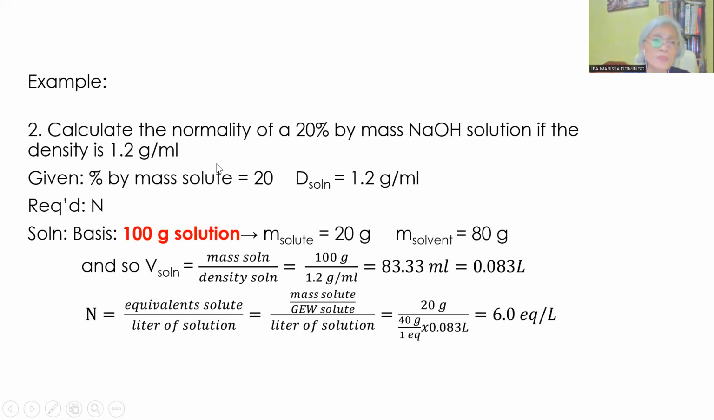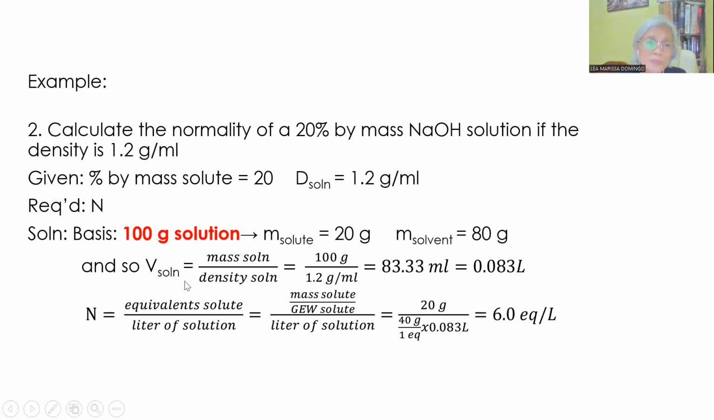And then we have the second problem: calculate the normality of a 20% by mass sodium hydroxide solution if the density is 1.2 gram per ml. So we are given the percent by mass of solute, which is 20, and the density of solution, which is 1.2. For percent by mass, we need again to have a basis of 100 gram solution such that the mass of solute will be numerically equal to that 20% by mass. So it will now be 20 grams. If the solute is 20 grams, therefore the solution is 100 grams, and the solvent is 80 grams.